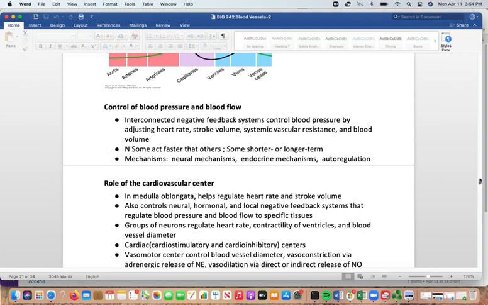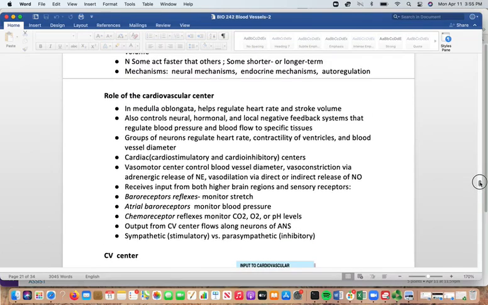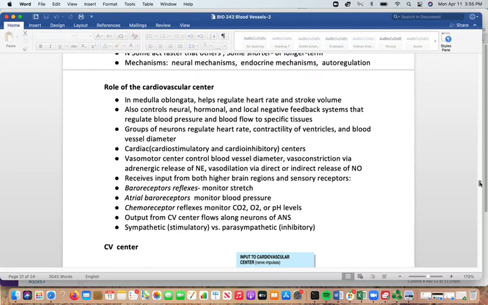So the mechanisms of this, you can have neural mechanisms, endocrine mechanisms, and autoregulation. Your cardiovascular center in the medulla oblongata is going to be really helpful in regulating heart rate and stroke volume. It's going to control the neural, hormonal, and local negative feedback systems that are going to regulate this. It can help control blood flow to specific tissues. So there are groups of neurons that will regulate your heart rate, the contractility of the ventricles, as well as the vessel diameter.